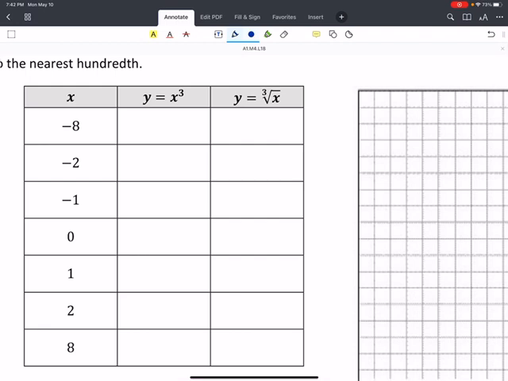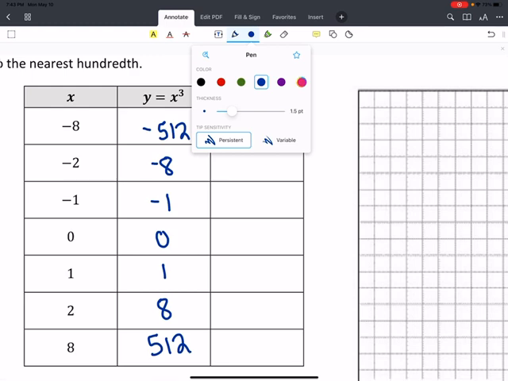Okay, hopefully you paused, and now you're back to check. So -8 cubed is -8 times -8, which is positive 64, times -8 again gives me -512. -2 cubed is -8. -1 cubed is -1. 0 cubed is 0. 1 cubed is 1. 2 cubed is 8. And 8 cubed is 512.